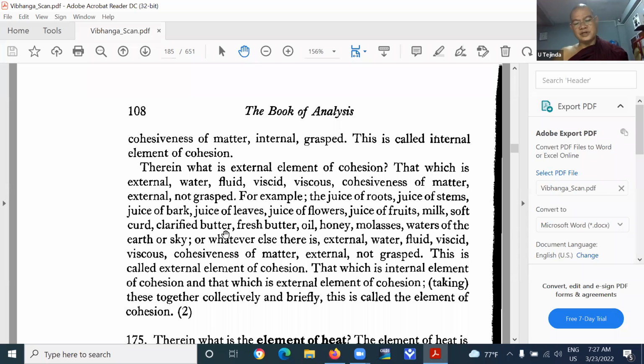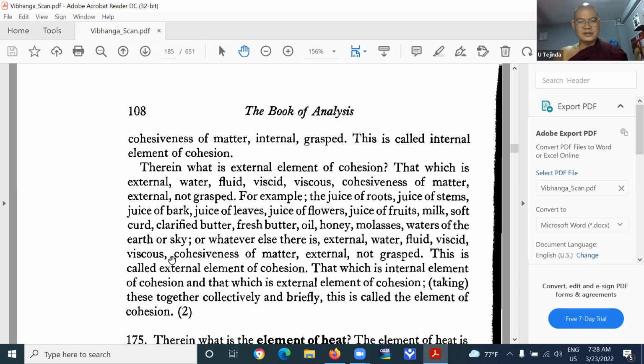Sapi, we say like jaggery. Jaggery is also a kind of sapi. Nawanida, fresh butter. Tela, wine. Madu, honey. Panida, molasses. Bomaniwa udagani. Atale kaniwa udagani.